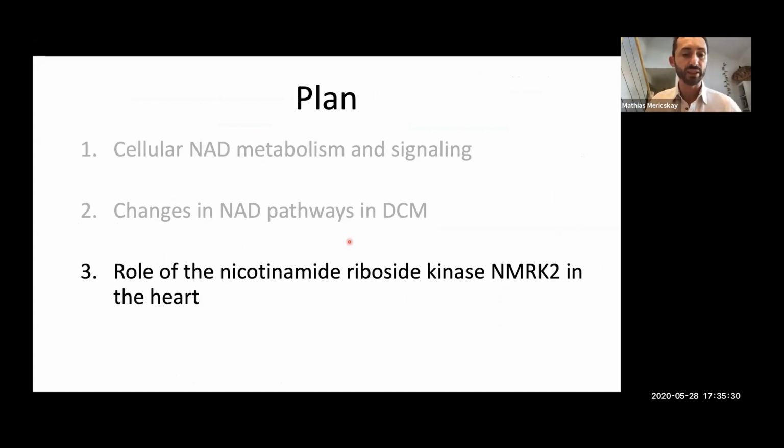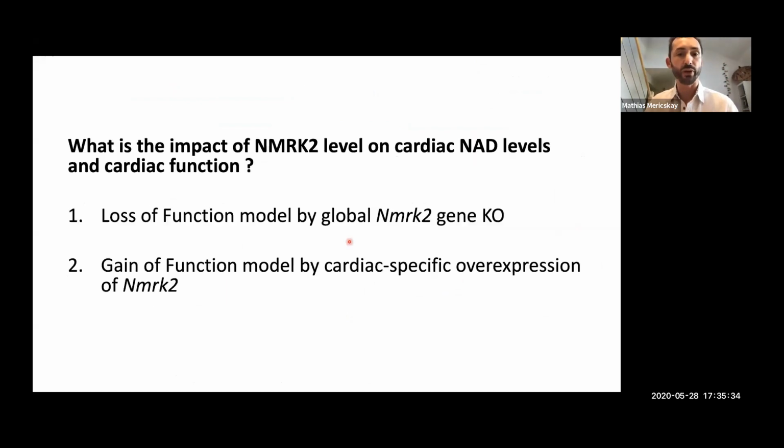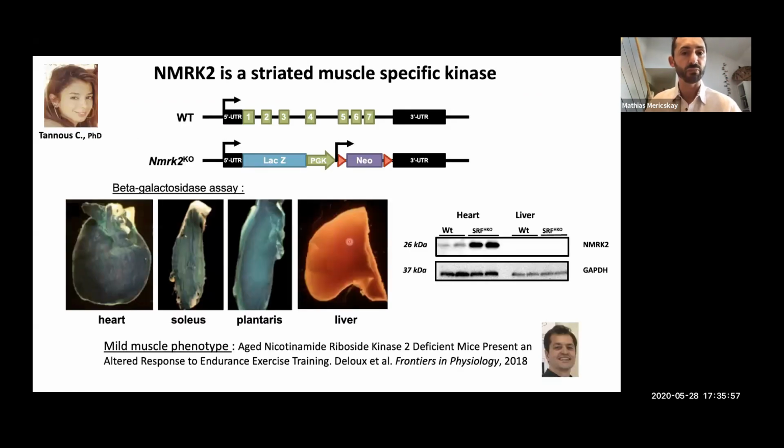And we specifically decided to study the role of this nicotinamide riboside kinase NMRK2 in the heart, because there was very little known at the time on the role of this gene in mammals. So we had generated classically a loss of function model by global knockout of the NMRK2 gene, and a gain of function model by cardiac-specific overexpression of NMRK2. And I'm going to give you some of the data that we have acquired on these models.